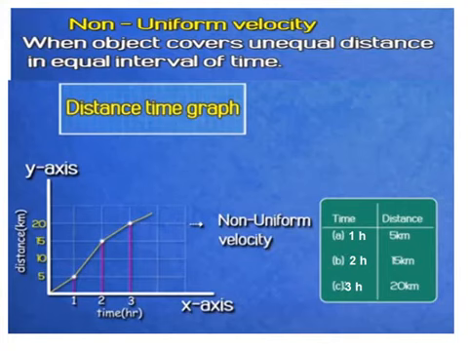For the first hour, it has completed 5 kilometers. For the second hour, it has completed 15 kilometers. And for the third hour, it has completed 20 kilometers. How are the intervals of time? They have equal intervals, 1 hour, 2 hours, and 3 hours. Therefore, the times are with equal intervals.